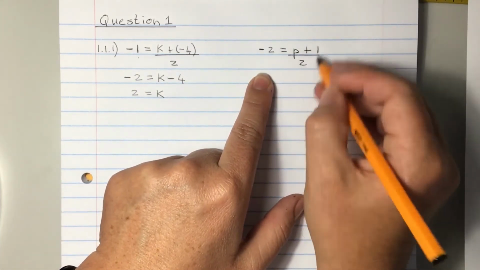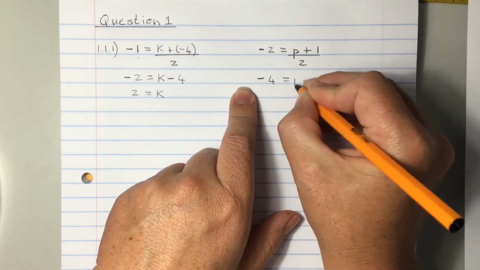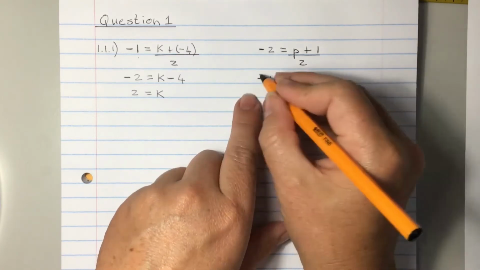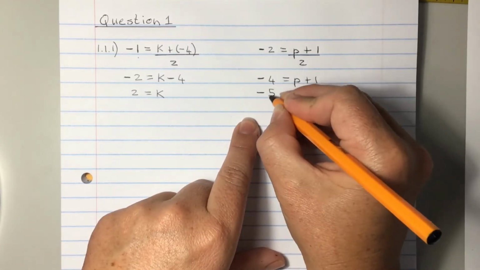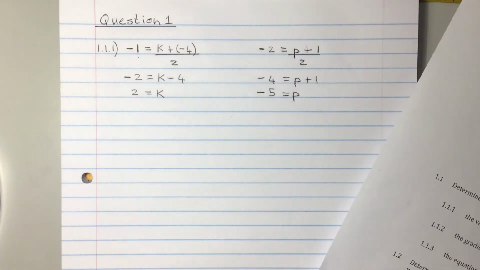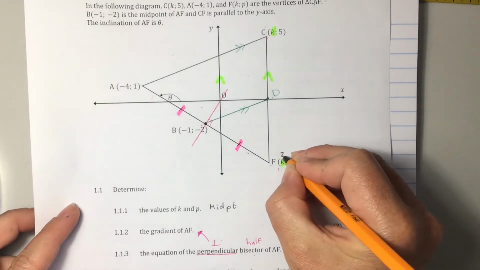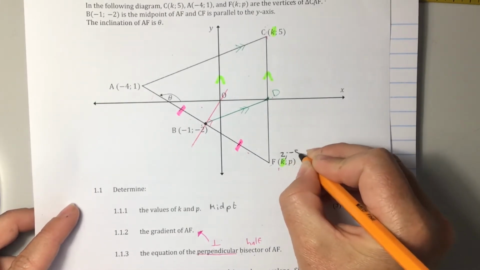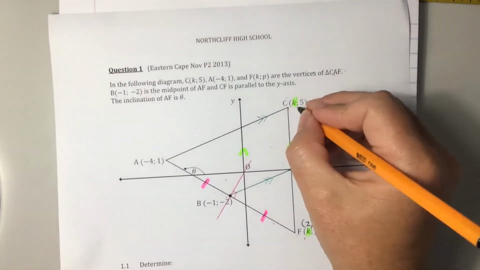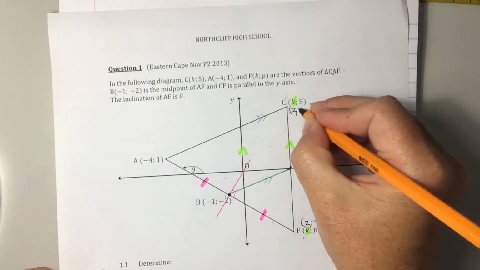And then I go to my y values. I multiply both sides by 2, giving me -4 is equal to P plus 1. I subtract 1 from both sides, leaving me with -5 is equal to P. And I double check. Yes, I've answered the question. I have the value of P and K. Now, before I carry on, I will go to my question paper and write in my K and my P value in case I need them later on. And don't forget this one up here that we highlighted to make sure that we don't forget.